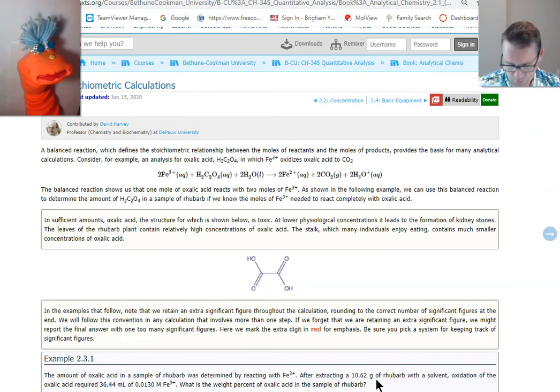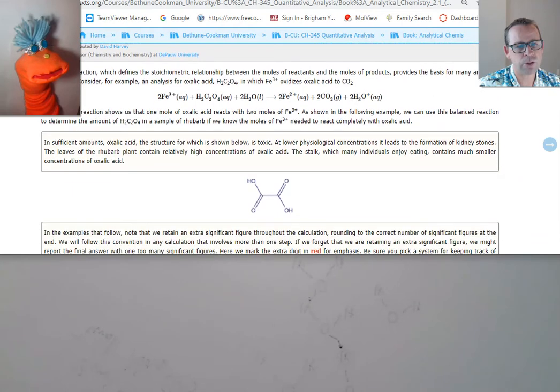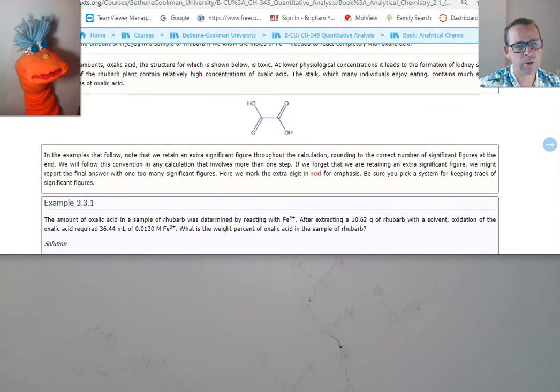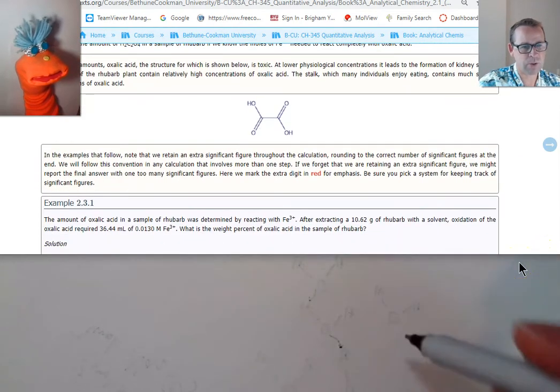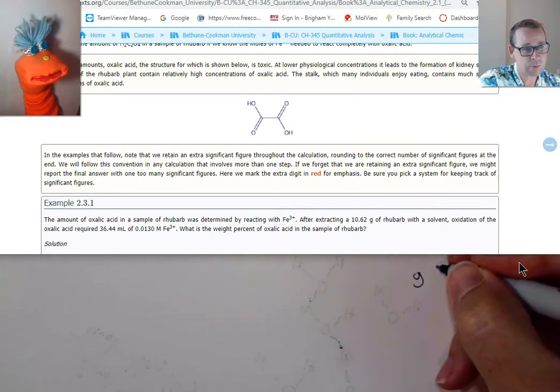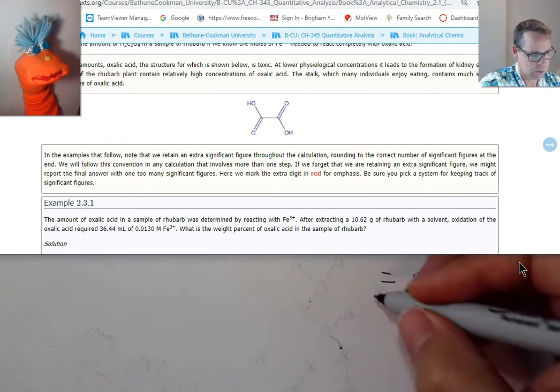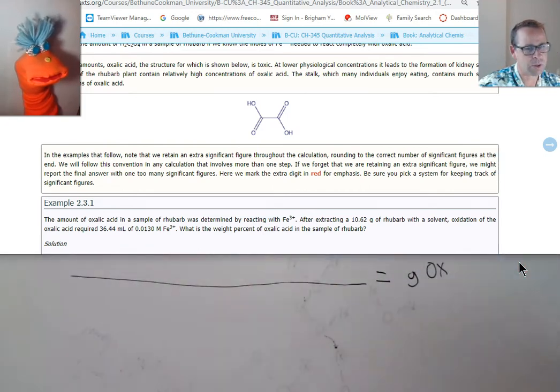Okay, so what do you think? How should we approach this problem? Well, we want grams of oxalic acid, right? Very good. So we can write to the right of our equal sign, grams of oxalic acid. I'm just going to call it ox. Is that okay? Oxalic acid. Okay. So what are we going to start with?